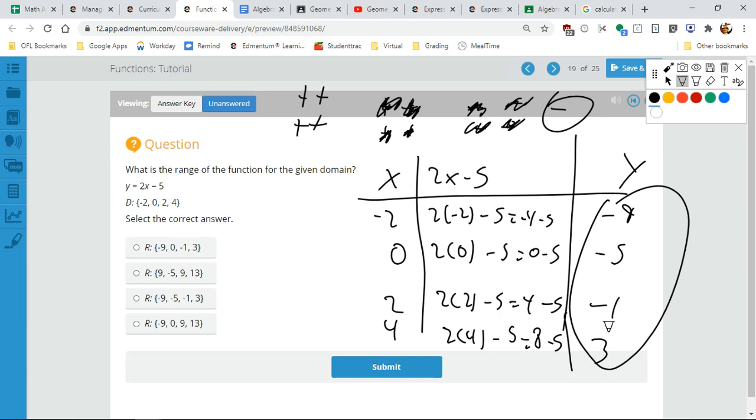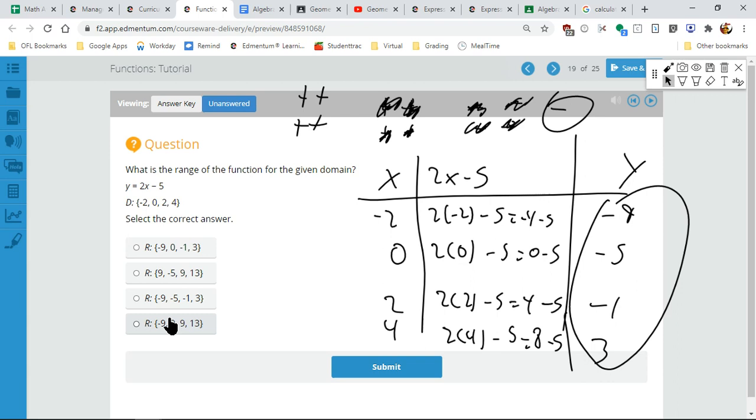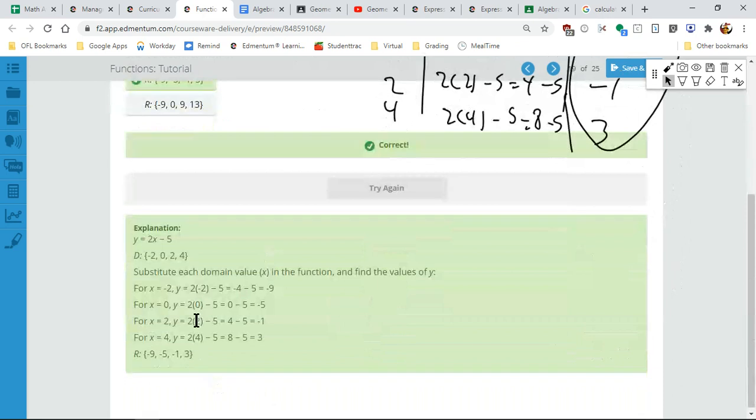-9, -5, -1, 3, which is the first one. Why isn't it the first one? Oh, there's a 0. I don't know why I read this wrong. I got a little backwards here. Wait, that's not it either. Let me try again. -9, -5, -1, 3. I was looking at this one, but I clicked on this one. That was my bad. Does that make sense? And then here they show all the work.